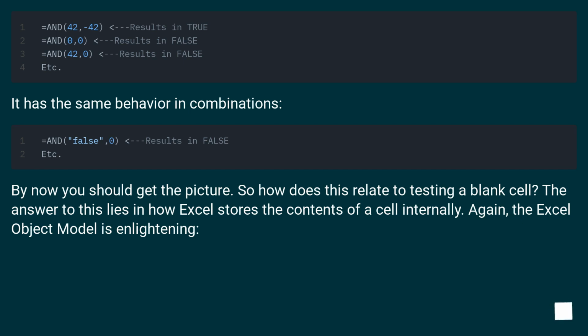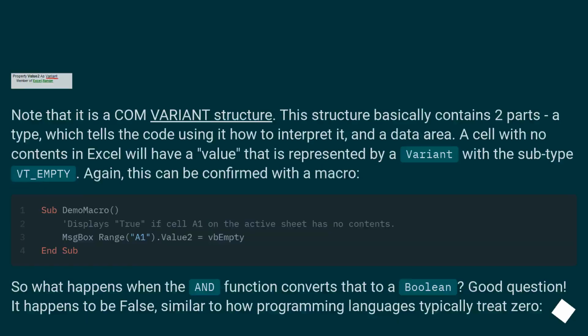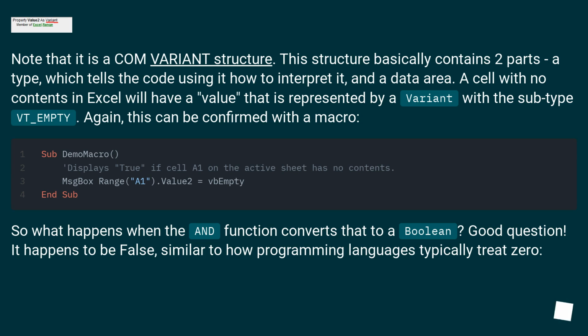So how does this relate to testing a blank cell? The answer to this lies in how Excel stores the contents of a cell internally. Again, the Excel object model is enlightening. Note that it is a variant structure. This structure basically contains two parts, a type, which tells the code using it how to interpret it, and a data area. A cell with no contents in Excel will have a value that is represented by a variant with the subtype VT_EMPTY. Again, this can be confirmed with a macro.